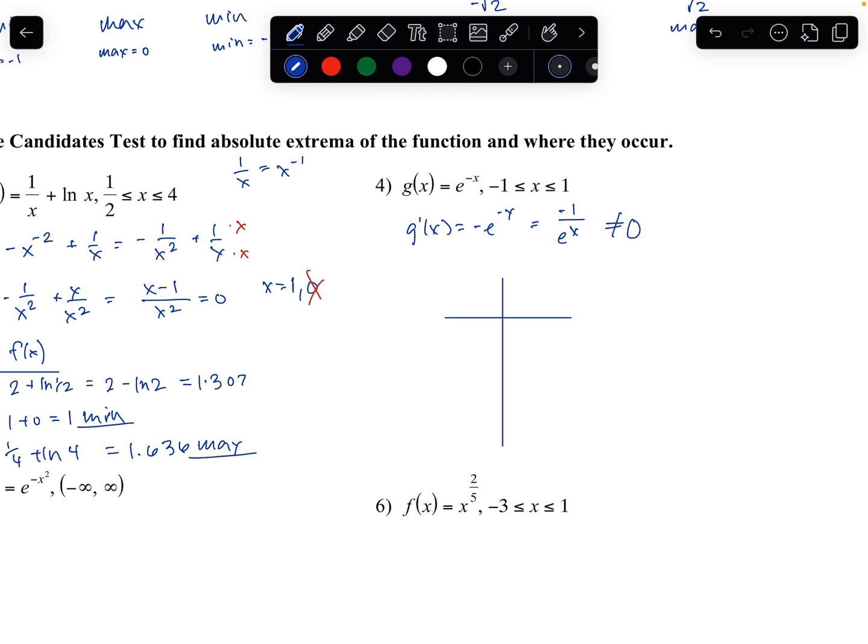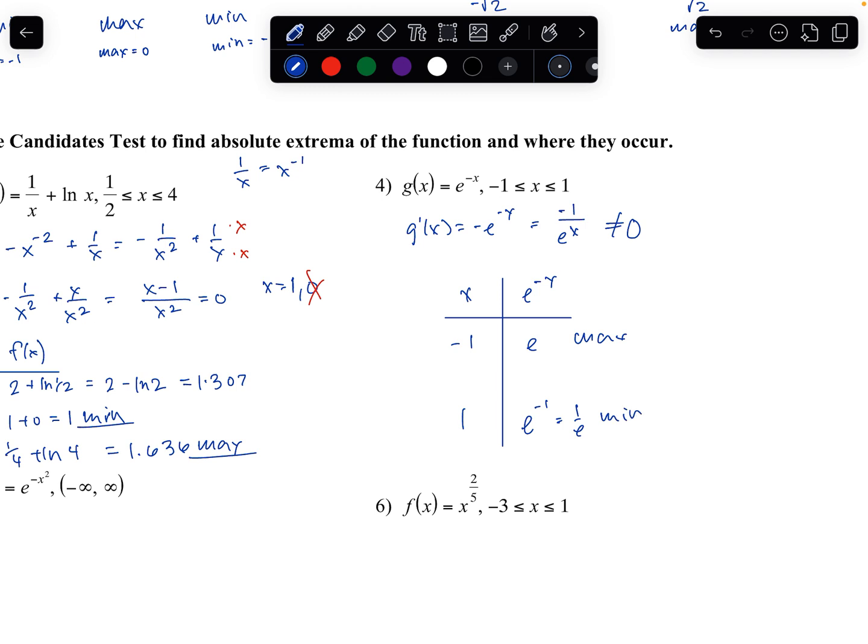So if we have x and we have e to the negative x, and then we just have negative 1 and 1, let's just think about this. Well, okay, and then if I plug in negative 1, it's just going to become e right there, and if I plug in 1, it becomes e to the negative 1, which is 1 over e. So obviously this is the maximum, and this is the minimum.